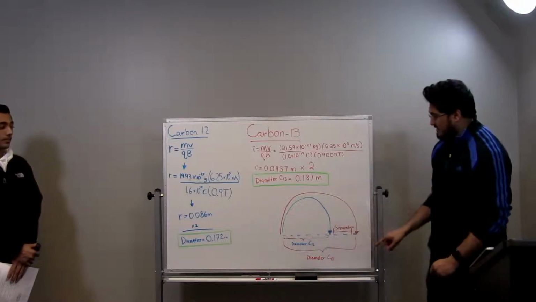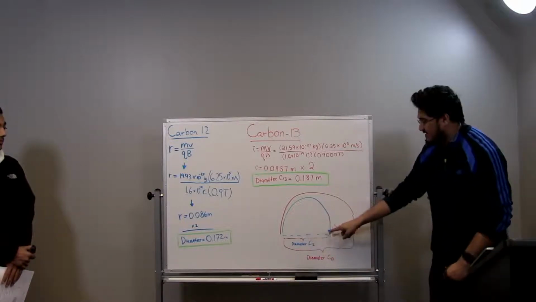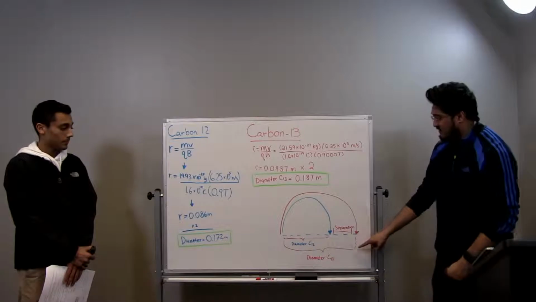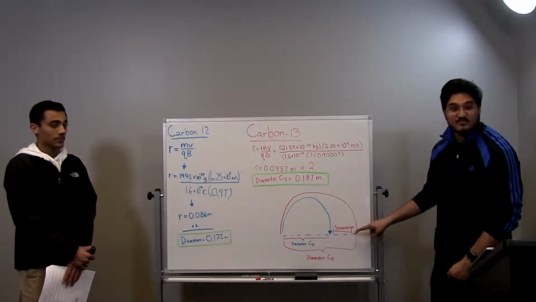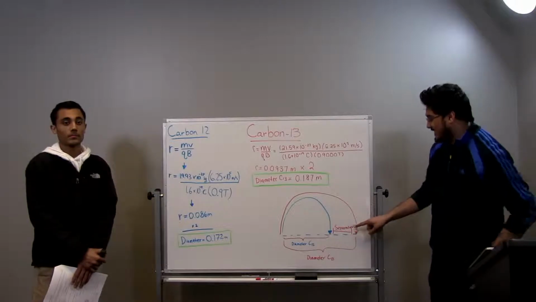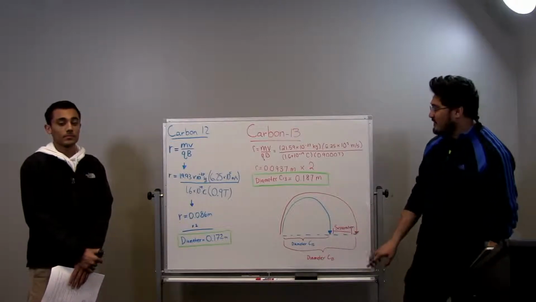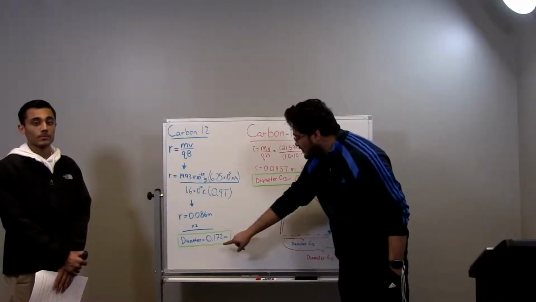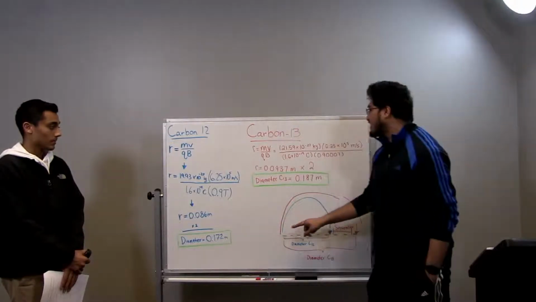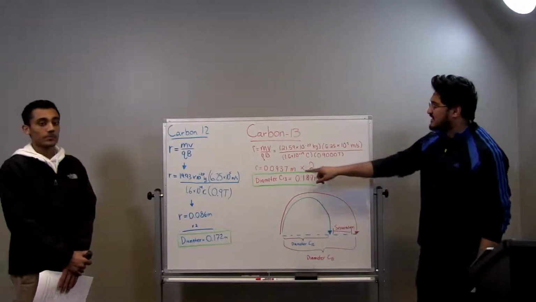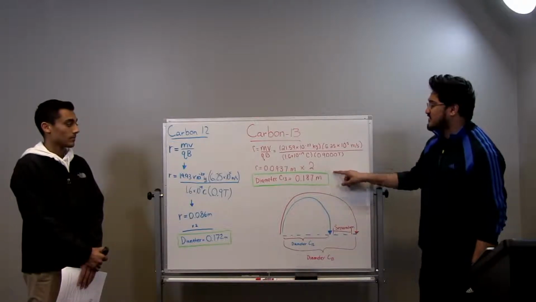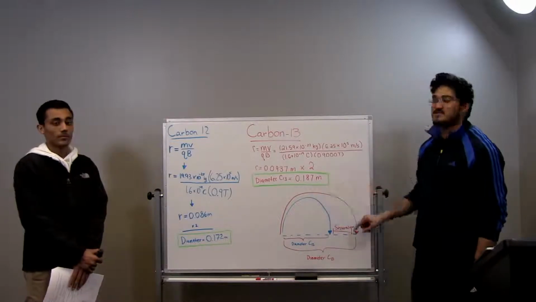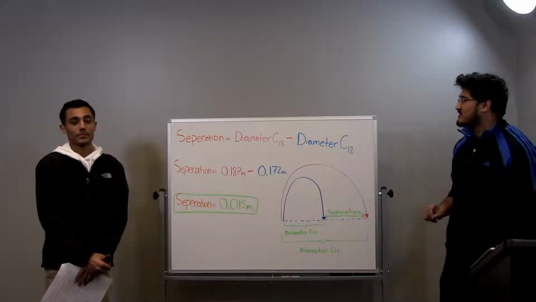Looking at our diagram, we're not actually looking for the radius, we're looking for the diameters. We need the diameter for carbon-12 and for carbon-13 to find the spatial separation between the two flight paths. We take the radius for carbon-12 and multiply it by 2 to find the diameter, which is 0.172 meters. We do the same for carbon-13, multiplying 0.0937 times 2 to get a diameter of 0.187 meters.